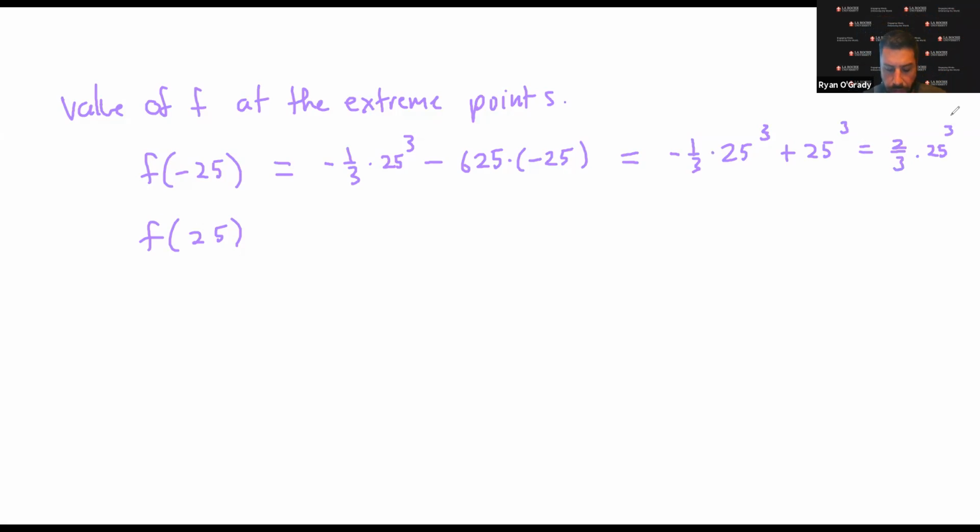So what I'm going to do is just check my arithmetic, because that would be bad if I didn't. So using the same reasoning over here, this would be 1/3 times 25 cubed minus 25 cubed. And so this becomes -2/3 times 25 cubed.